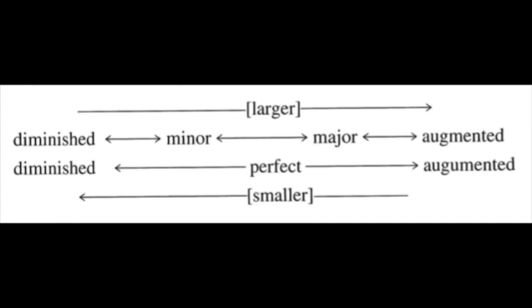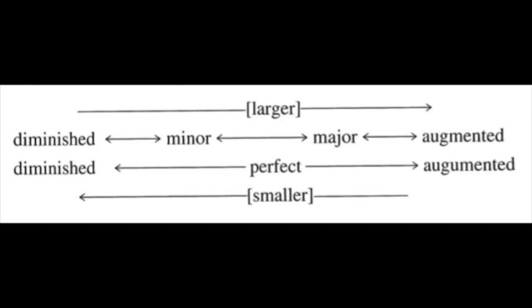So, if you have a major interval that gets raised, it becomes augmented. If you have a major interval that gets made smaller, it becomes minor. If you have a minor interval that becomes bigger, it becomes major. If you have a minor interval that becomes smaller, it becomes diminished.